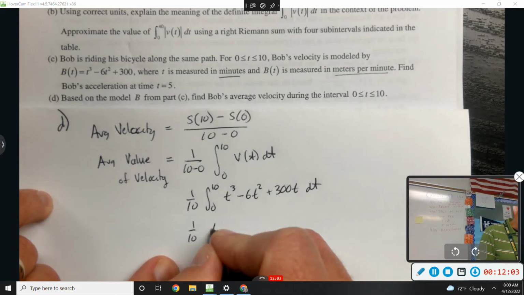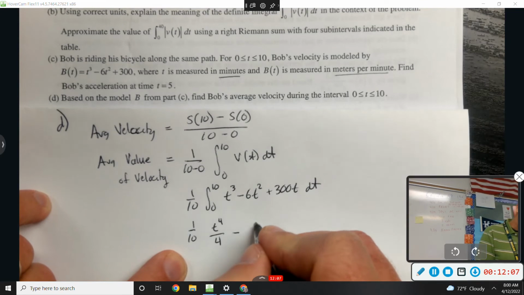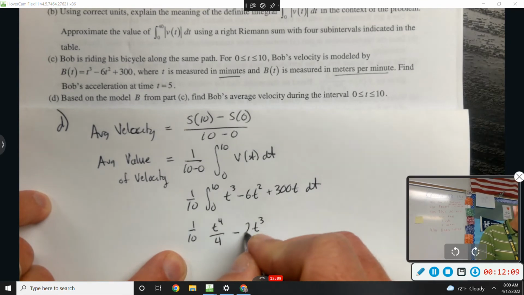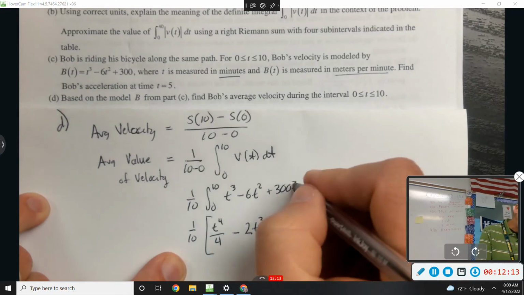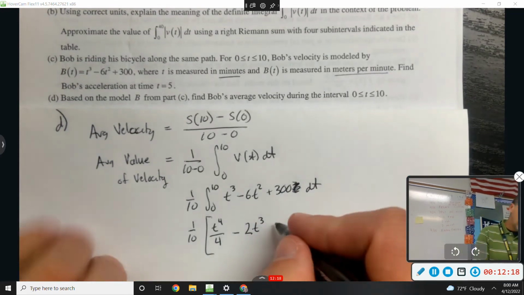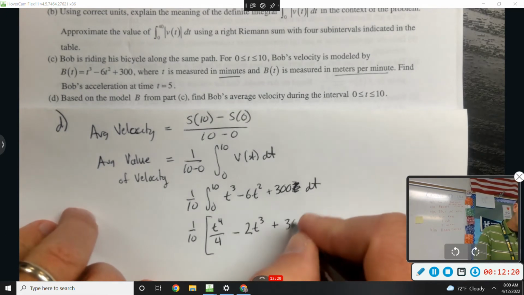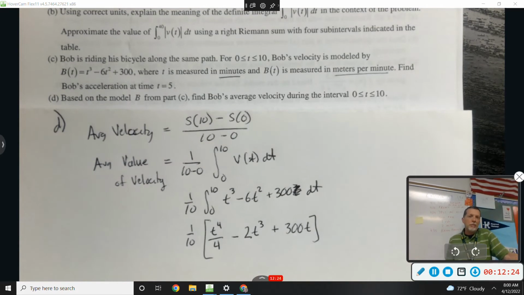So that would be t to the 4th over 4 minus t cubed. Why is there a t after? Oops, I think I was integrating on the fly there. What happened? The 6 divided by 3. We could have just left it as 6 over 3 and been fine.